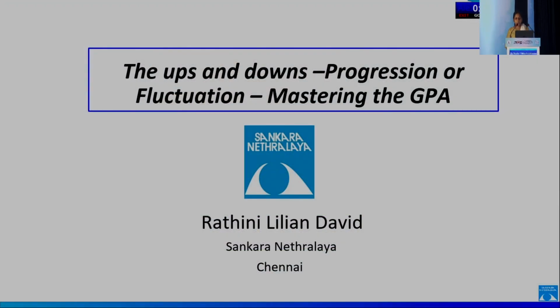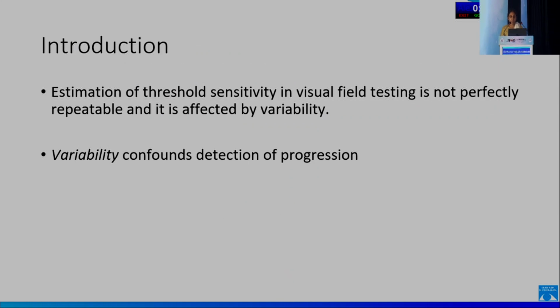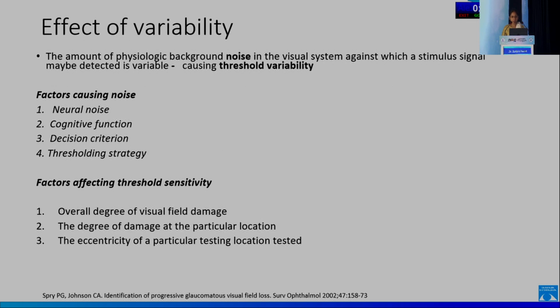Good morning, one and all. My topic for today is the ups and downs, progression or fluctuation: mastering the glaucoma progression analysis. Estimation of threshold sensitivity in visual field testing is not perfectly repeatable, and it's often affected by variability. Variability is often a confounder of progression.